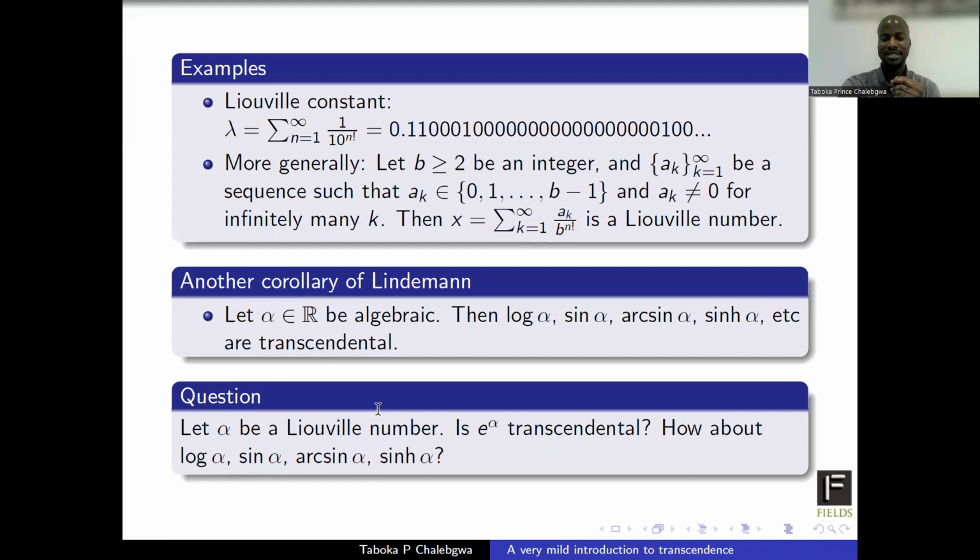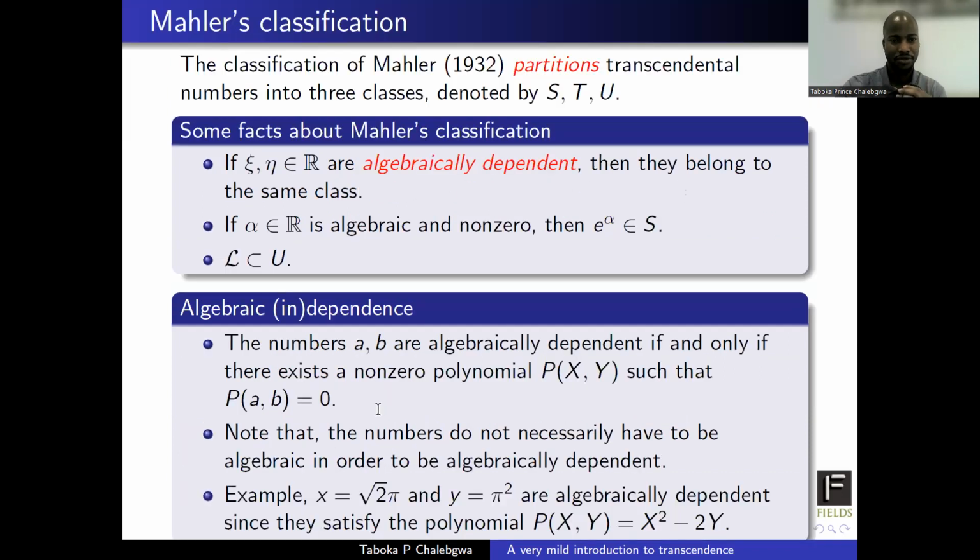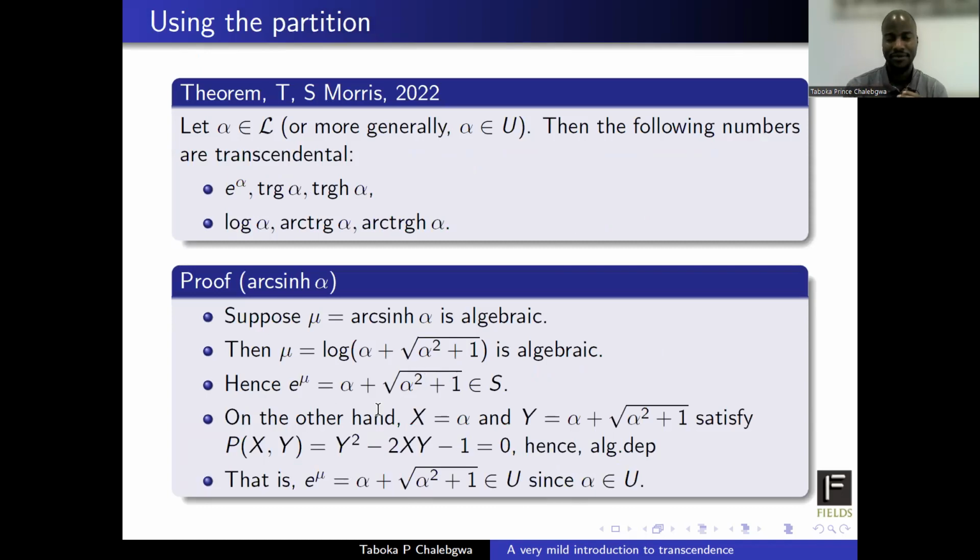But this is essentially only the beginning of the story if one is interested in this particular direction, because one can start asking even more follow-up questions that are way deeper. For instance, we know that e to the alpha will be a transcendental number, where alpha is a Liouville number. But can e to the alpha be a Liouville number to begin with? In other words, could you take e, raise it to a Liouville number, and the resulting transcendental number is also some other Liouville number? That is a fascinating question.